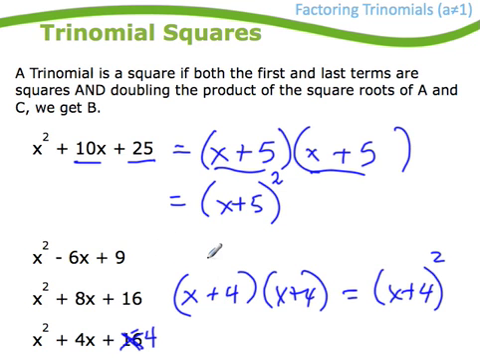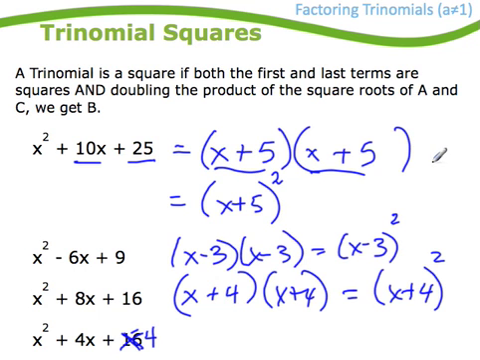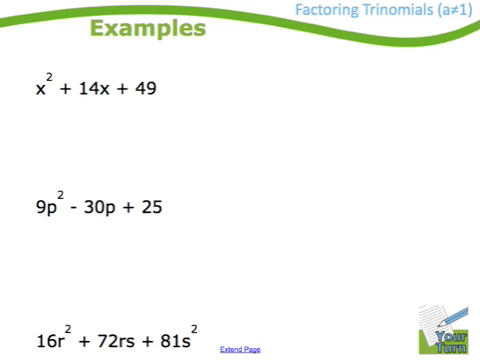Notice that negative sign, same thing. If you have a negative sign, two numbers that multiply to 9 and add to negative 6, they're both negative 3, so this would be x minus 3 squared. So nothing too exciting in trinomial squares. Same as the factoring that we've done before. There's some more practice examples.